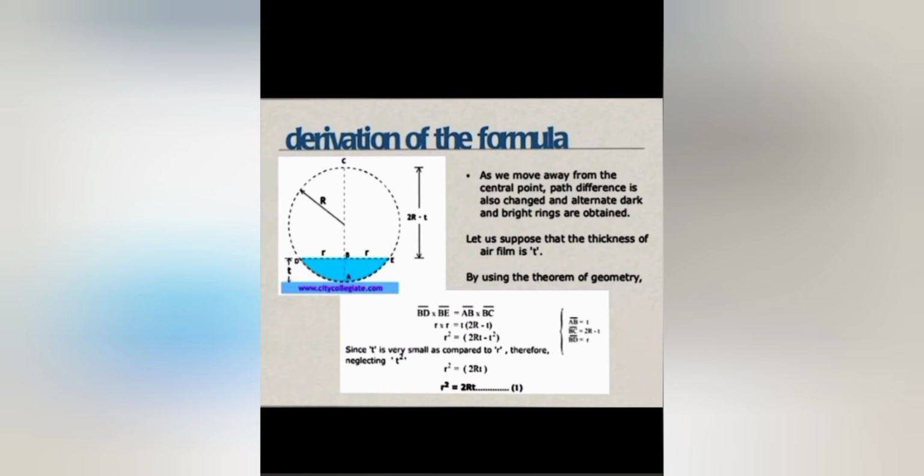Now r into r gives r squared, which is equal to t multiplied by (2R minus t), that is 2Rt minus t squared. Since t is very small as compared to R, we will neglect t squared. So we have r squared equal to 2Rt. Let's mark this as equation 1.